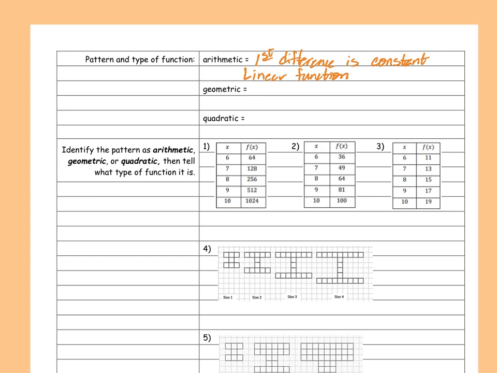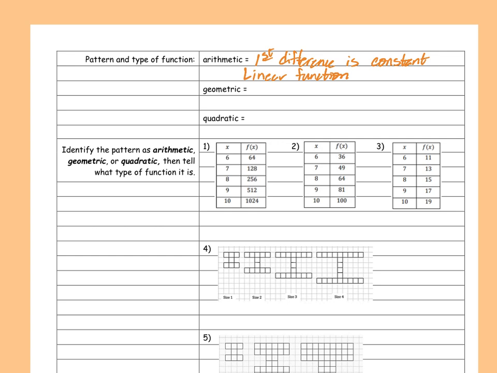Because remember, we didn't graph them, but we looked at the graphs of arithmetic sequences, and they formed a straight line. And line means linear. That's how I kind of think about it. Line is in linear, so linear line, okay?